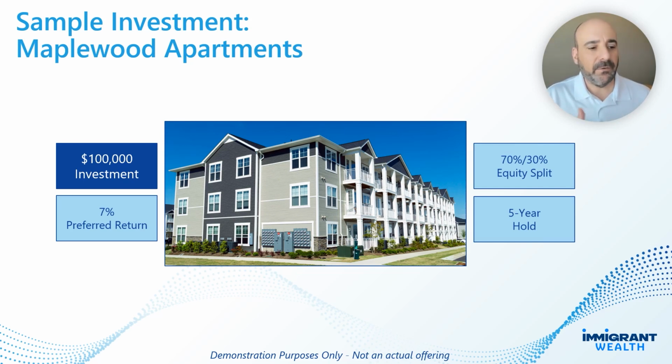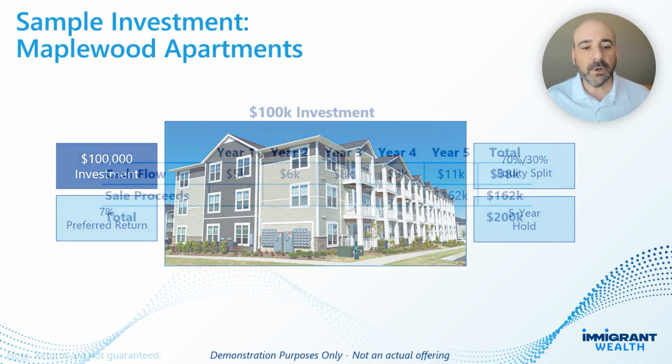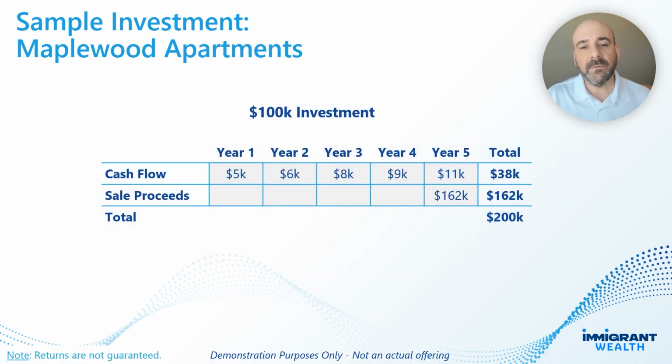And let's say they say there's a 7% preferred return. There's a 70-30 equity split, which, as a reminder, means 70% goes to the limited partners and 30% goes to the sponsors. And let's say there's a 5-year hold. So this is the deal and what it looks like. You'll see a pro forma of what the cash flow and the equity might look like.